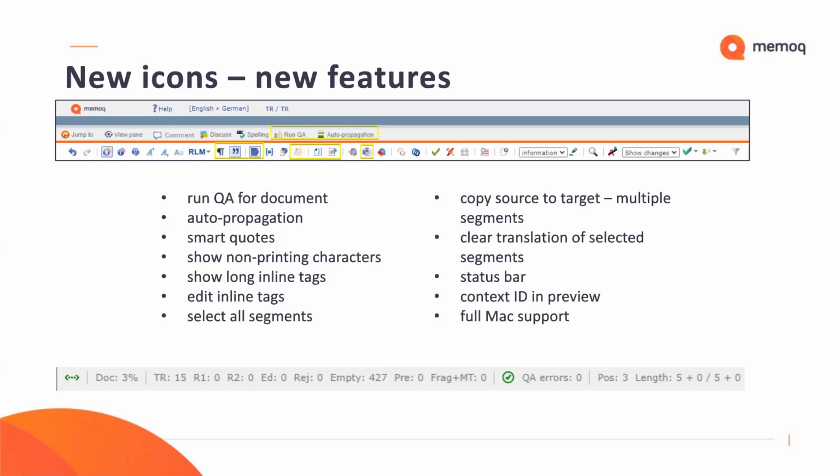If you change your mind, you can still clear the selection, clear the translations from the selected segments with a single click of your mouse. So that will hopefully increase your speed of translating in WebTrans. And as you can see at the bottom, you now have a fully functional status bar. It's pretty much just like in the client.